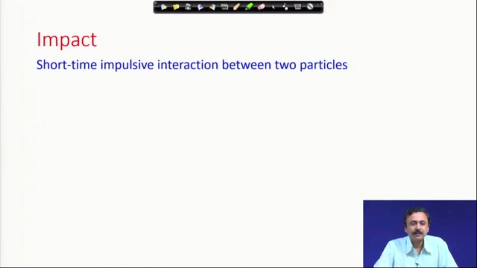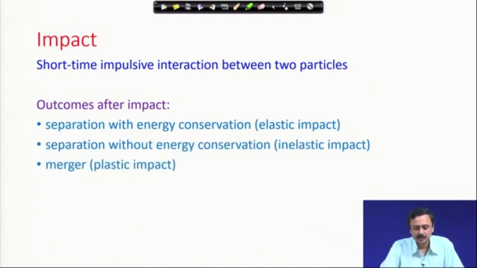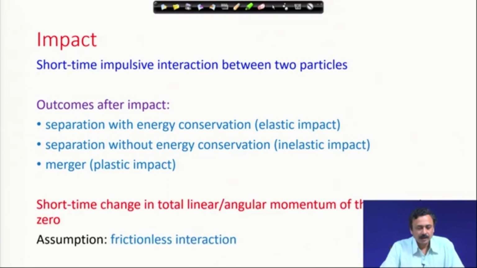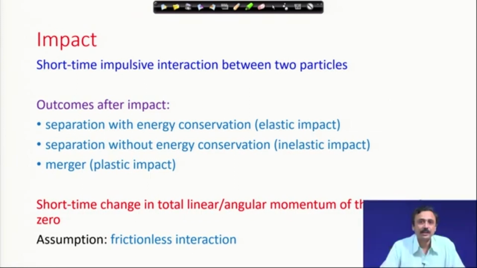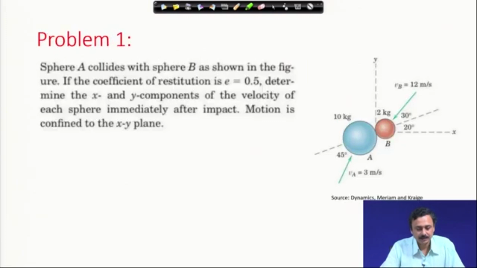To reiterate, impact is a short time impulsive interaction between two particles, and we have classified impact in three forms: elastic impact, inelastic impact and plastic impact, which is merger. And we have used the fact that the short time change in the linear or angular momentum of the system is 0. This is for the very short time for which the contact, the impacting situation, is present. All through our discussion has been for frictionless interaction or frictionless impact.